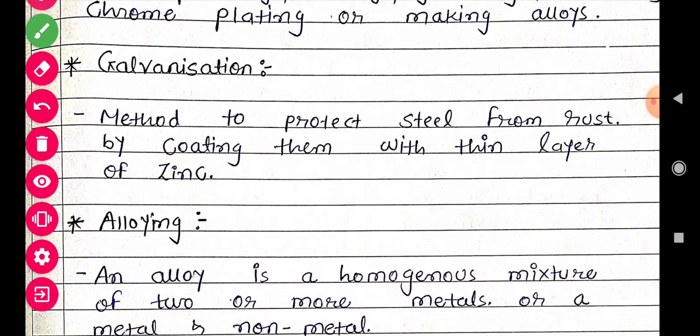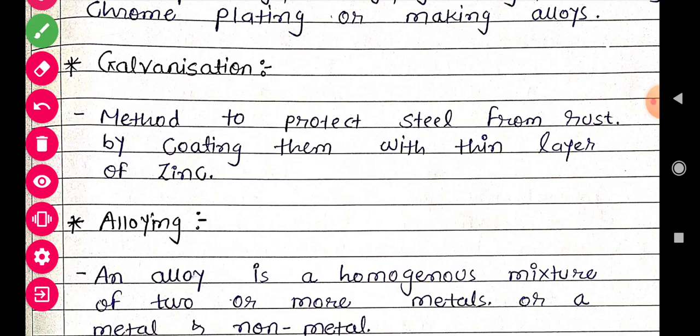Let us look at galvanization, what exactly happens in galvanization. This is the method in which any metal sheet or steel sheet is coated with a zinc layer. Okay, students, what happens exactly? To prevent the substance from corrosion, a thin zinc layer coating is applied in order to reduce the corrosion. And this method is known as galvanization.